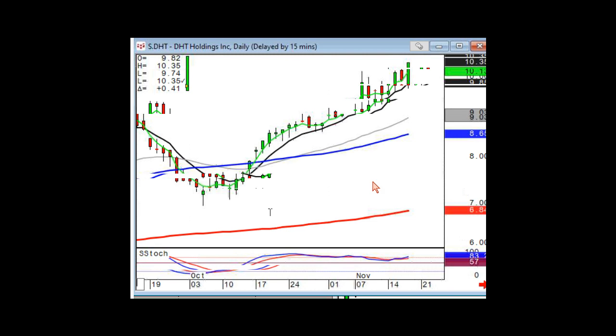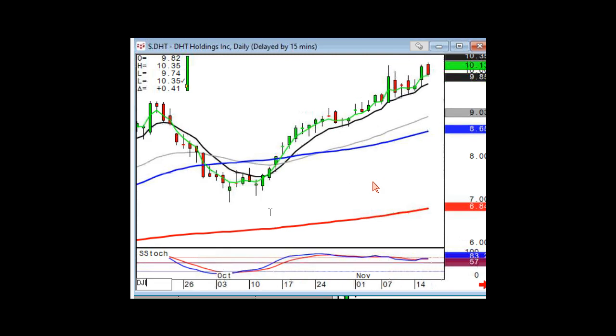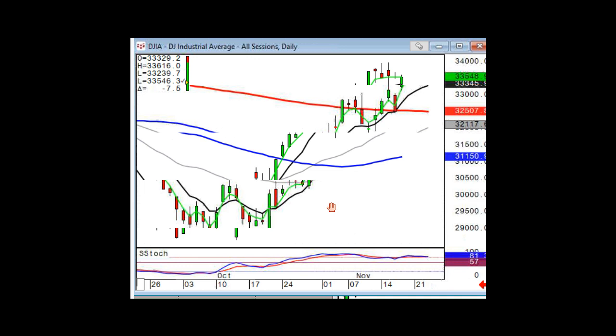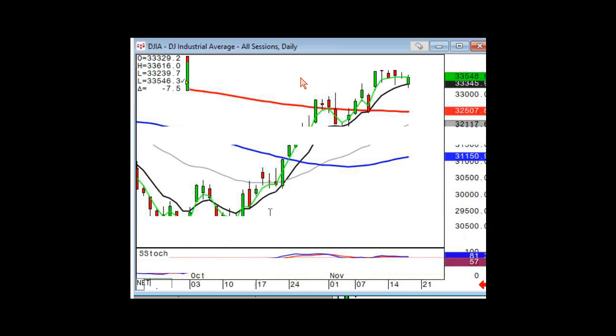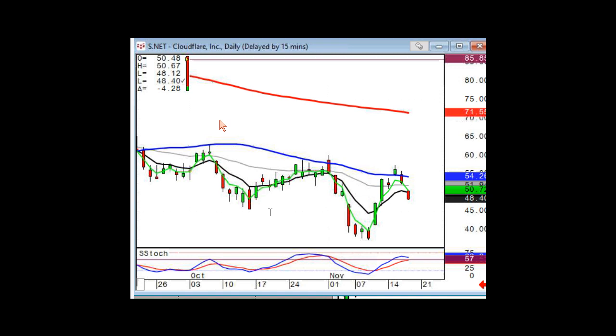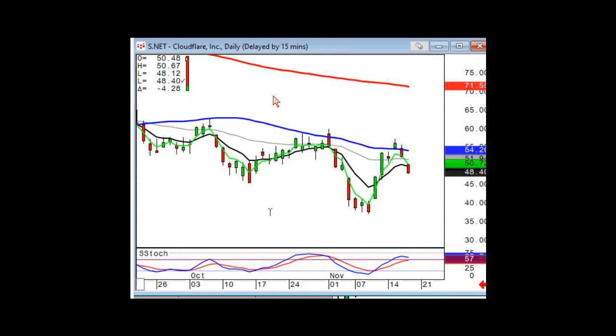So if we look at a market that looks like this, in the overbought area, consolidating, are we going up or are we going down? At this point, hard to say. However, there are good charts telling us we can be short, which is what we're going to go through right now.